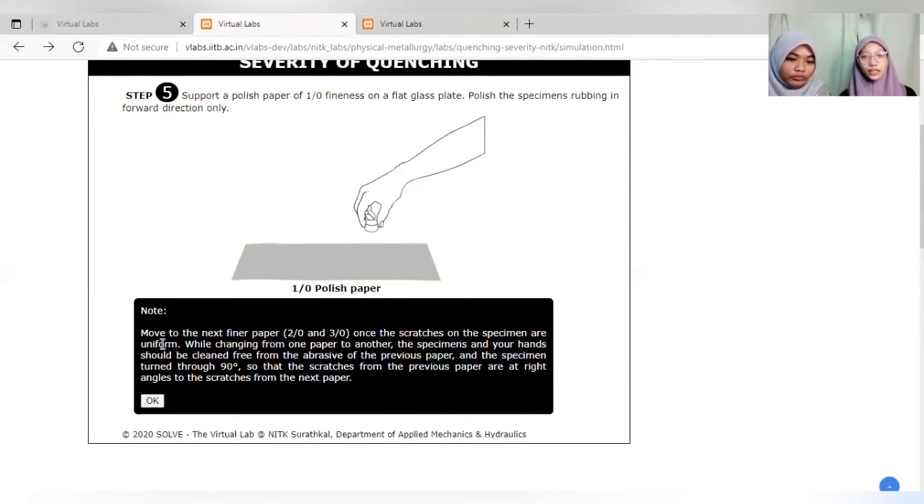2/0 and 3/0. Once the scratches on the specimen are uniform, while changing from one paper to another, the specimen and your hand should be clean, free from the abrasive of the previous paper, and the specimen turned through 90 degrees so that the scratches from the previous paper are at right angles to the scratches from the next paper.